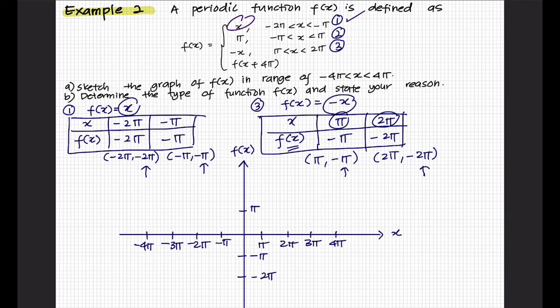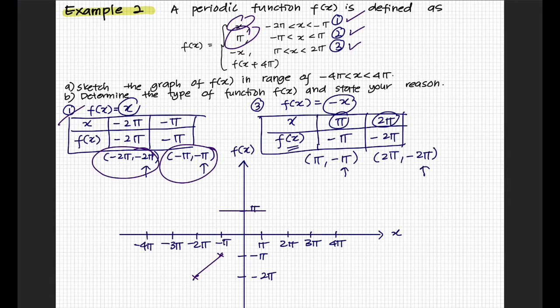Okay, let's plot the first function, f(x) equal to x, from negative 2 pi until negative pi. The starting point is negative 2 pi, negative 2 pi, and the ending is negative pi, negative pi. For second function, f(x) equal to pi, from negative pi to pi, the function is pi.